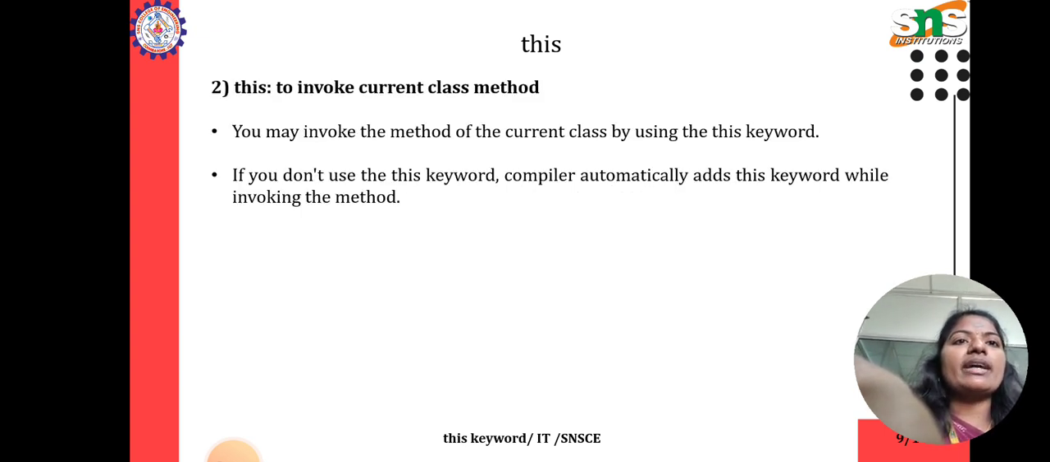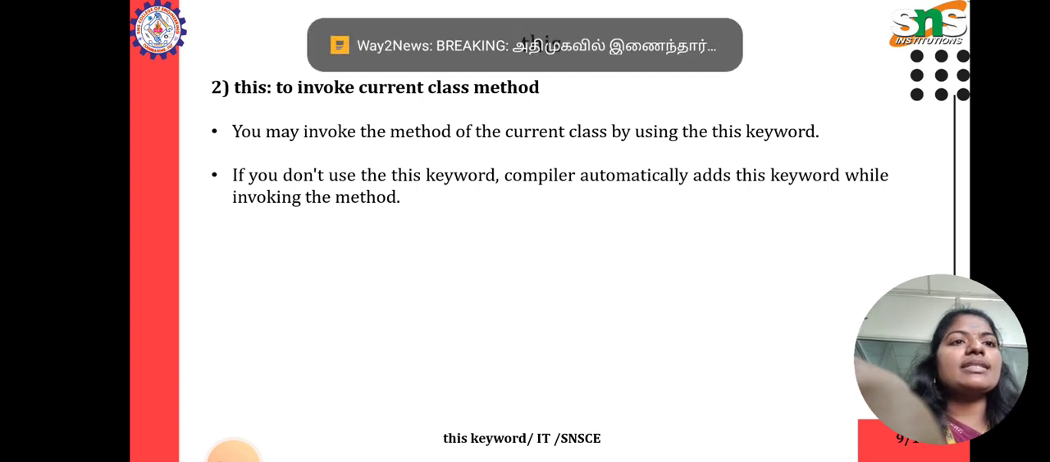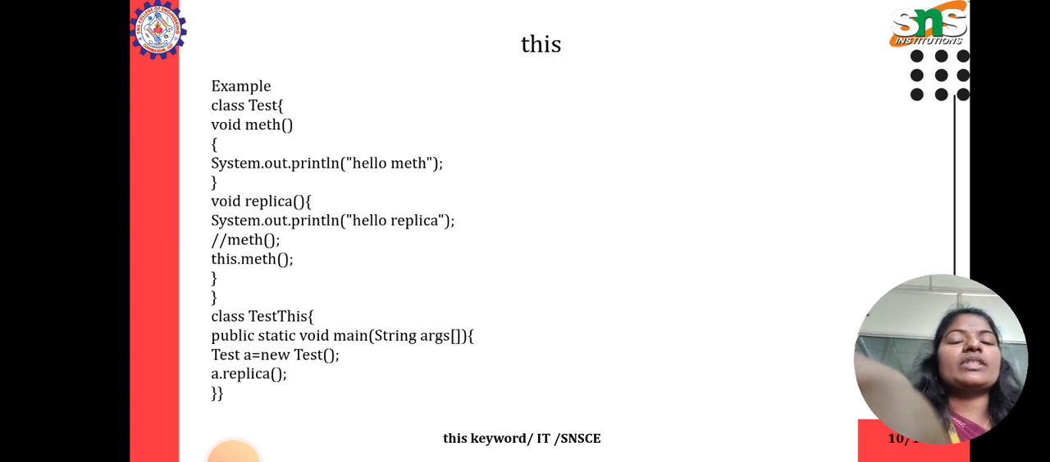To invoke the current class method, you may invoke the method of the current class by using this keyword. If you don't use this keyword, the compiler automatically adds this keyword while invoking the methods. Here we give one more example also.